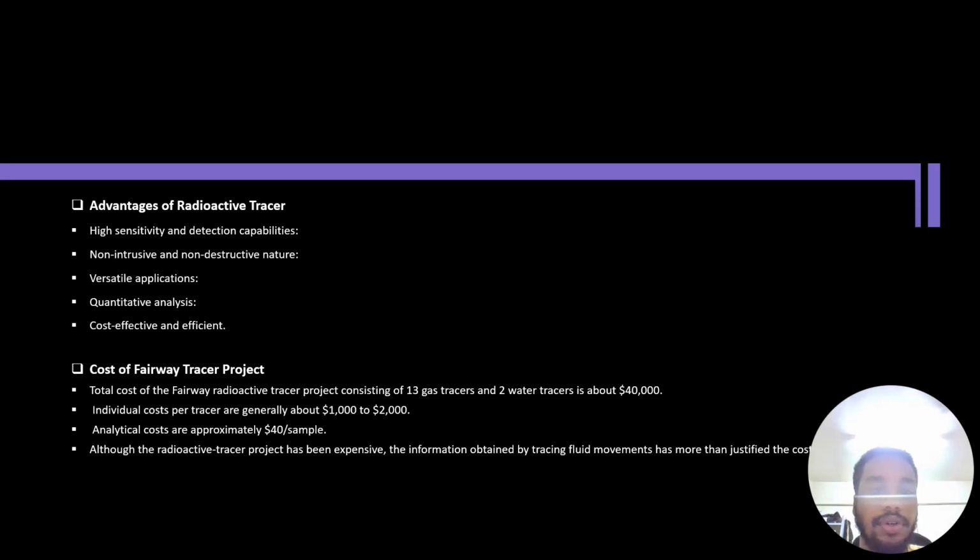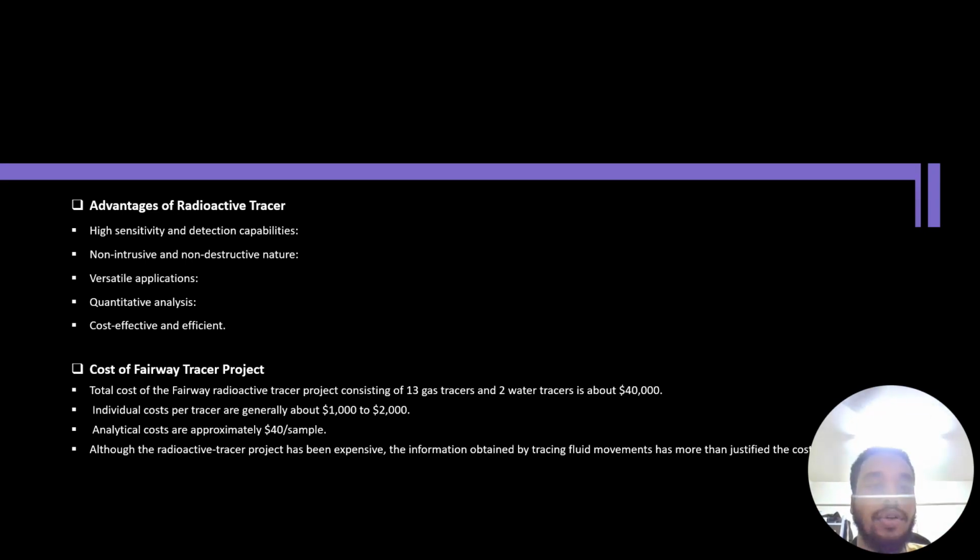Okay, moving on, the advantages of radioactive tracers include high sensitivity and detection capabilities, non-intrusive and non-destructive nature, versatile applications, quantitative analysis, and being cost-effective and efficient.